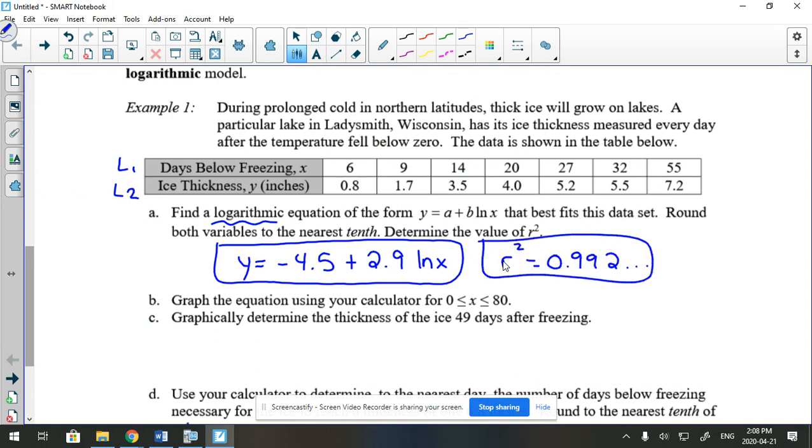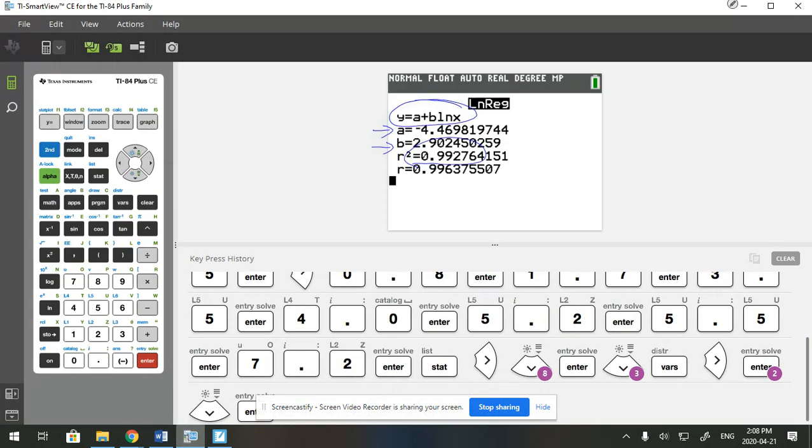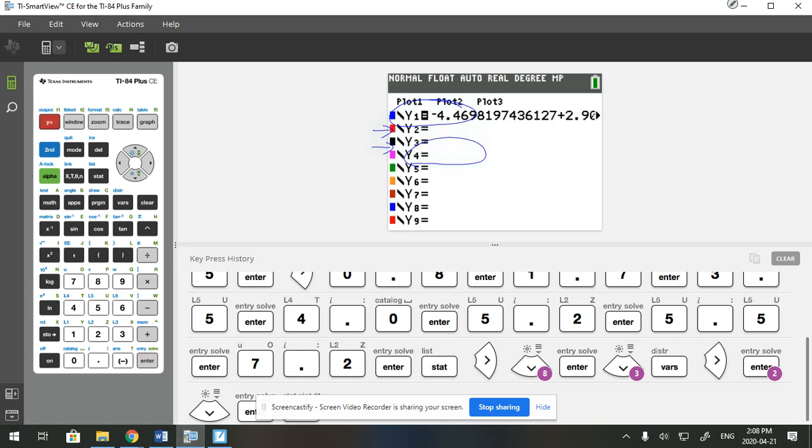Okay, that question's done. Then it says graph the equation using your calculator for this. That tells you your domain, where your x values should be, so we can change our window right away. The lowest your x should be is 0, the highest will be is 80. So now we can go and graph it. If you did that extra step, when you go into your y equals, you should see that that equation is already stored into your calculator, so you don't need to round. Once you round, you lose accuracy, so we like to keep it exact if we can.